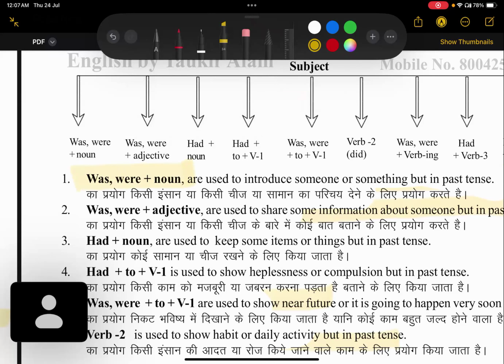She was an engineer. एक engineer थी वो. She was a leader. And she was a captain. In all those sentences, I told that someone was a doctor, someone was an engineer. But if I say was verb plus adjective, it is used to share some information about someone or something, but in past.